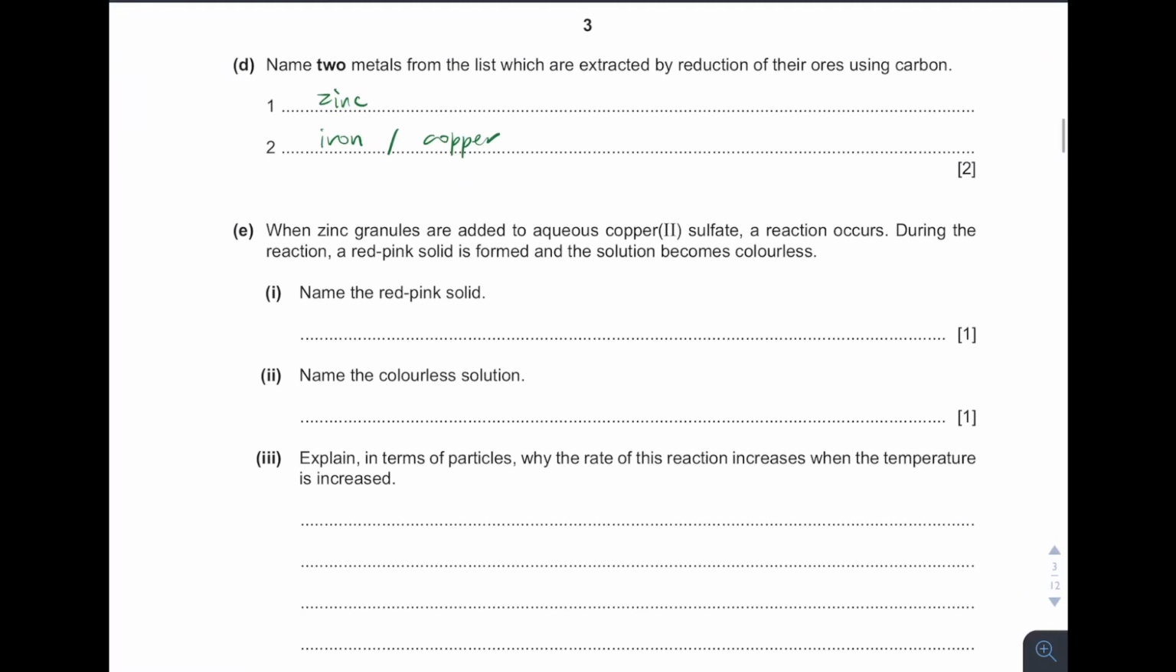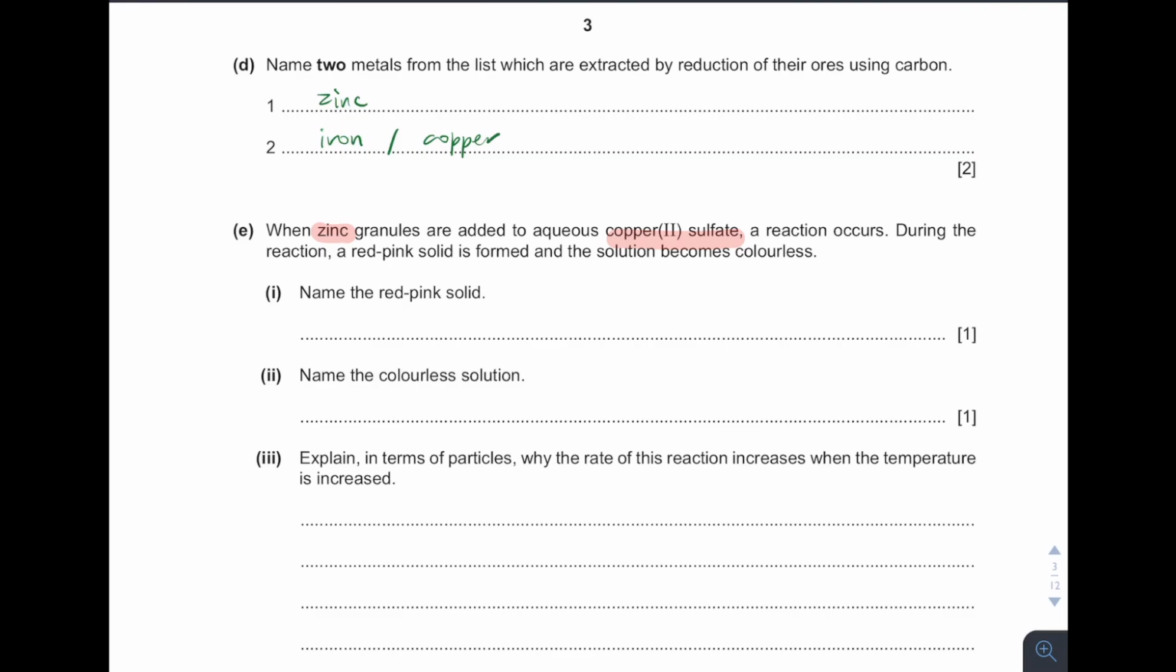Next. When zinc granules are added to aqueous copper(II) sulfate, a reaction takes place. During the reaction, a red-pink solid is formed and the solution becomes colorless. Name the red-pink solid. See, zinc is added into copper(II) sulfate. So what is this reaction? This reaction is an example of a displacement reaction.